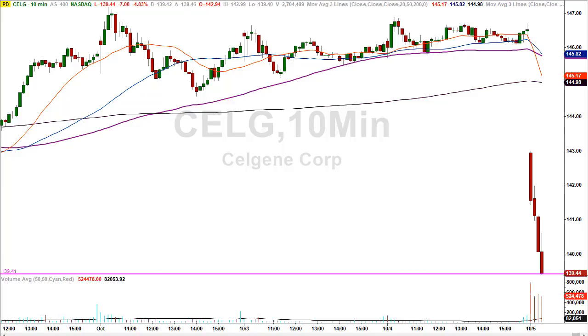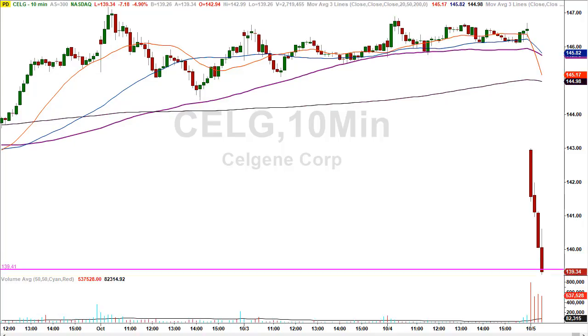There it is. Okay, I'm not in yet. I have not been filled. 139.40. There we go. Now I'm filled. Okay, so we should see this stock bounce higher off this level. This is a high probability level. It's a high probability price level where the stock should have a reaction upward. And here we go, in the other direction.